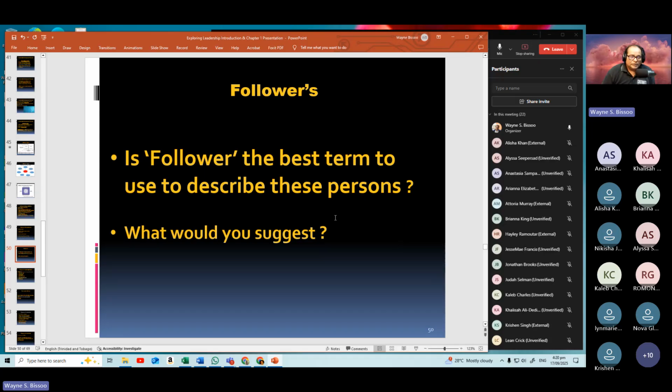Now, because of all those things we just talked about, follower is not the best word we can utilize. To save you some time, I have some suggestions. We can call them partners. We can call them associates. We can call them anything else that comes to mind. Anybody can add. What would you call somebody with those kinds of qualities, competencies, and behaviors in an organization who supports a leader?